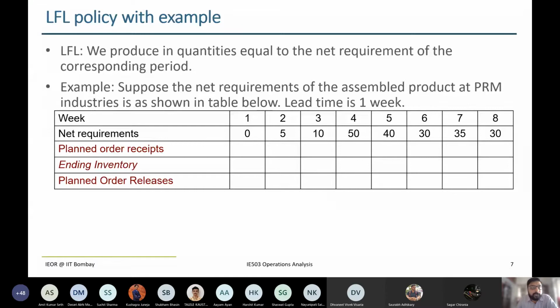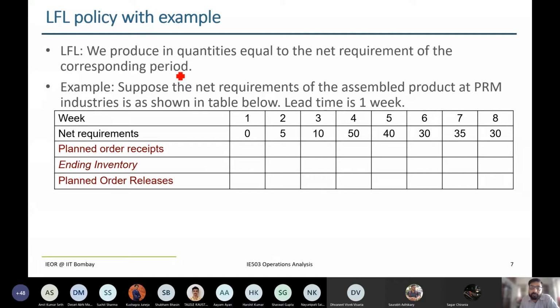Let's take the first case, lot for lot policy. Let us see what the policy is. In lot for lot, we produce in quantities equal to the net requirement of the corresponding period. That's it. Whatever is the net requirement, just make that. That's the simplest policy that we can think of.